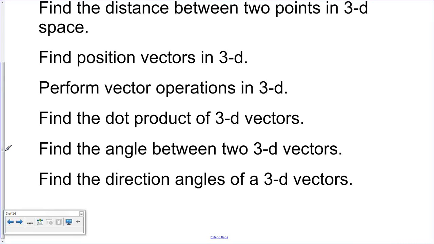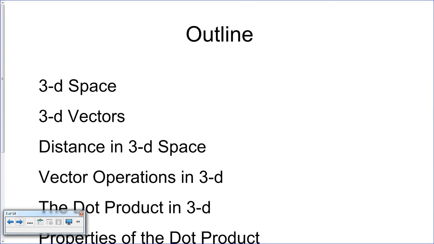Now, a lot of this is going to seem very, very familiar. We're just adding a third dimension. The idea of the direction angles is going to look a little bit different than what we've seen, but still pretty easy. The outline for this video, we'll start by just taking a look at what 3D space is.